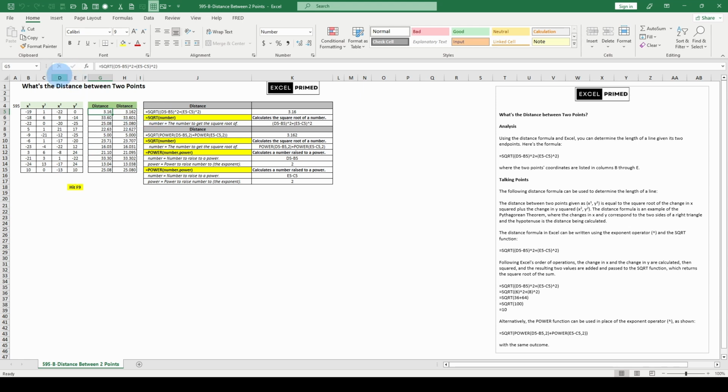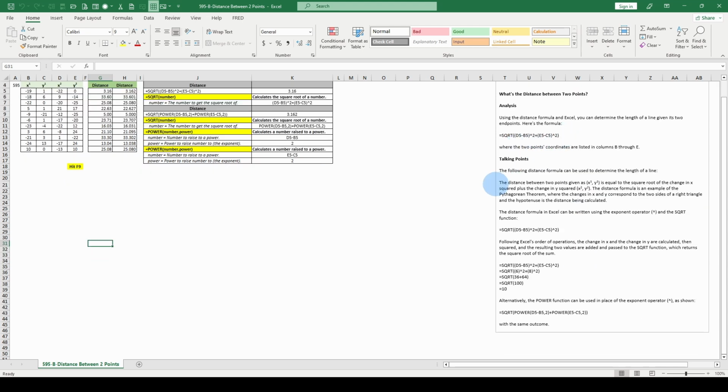In other words, this calculation is pretty much a straight line, because if there were curves, you'd have to account for the curves. Using the distance formula in Excel, you can determine the length of a line given its two endpoints. I said distance, a line. The distance between two points (x1, y1) is equal to the square root of the change in x squared plus the change in y squared.